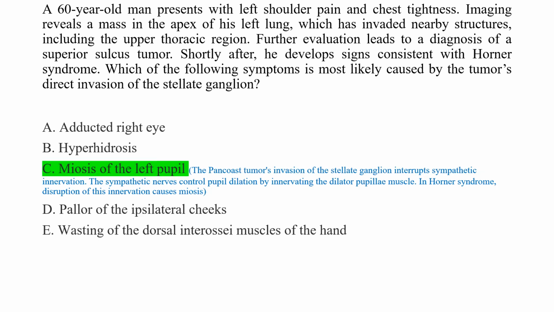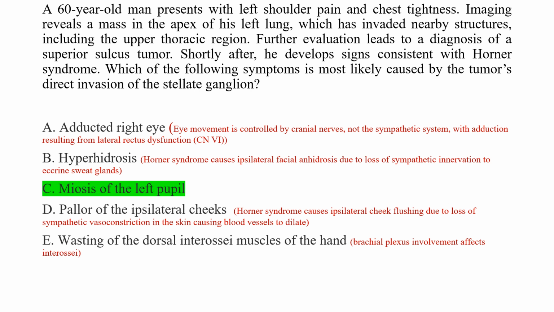Option C is the most likely symptom resulting from the tumor's invasion of the stellate ganglion. The sympathetic nerves innervate the dilator pupillae muscle in the iris, which controls pupil dilation. When the sympathetic innervation is disrupted, as in this case with Horner syndrome, it leads to miosis, or pupillary constriction. This is the classic sign of Horner syndrome, and it matches the patient's symptoms perfectly. So miosis of the left pupil is the correct choice.